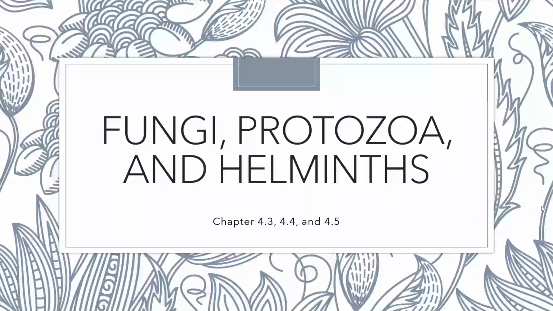Welcome back to microbiology. Today we're going to be covering the second half of chapter 4. Last time, for the first half of chapter 4, we went through all of the organelles and parts of a eukaryotic cell. And now for the second installment, we're going to go through some specific microorganisms that are eukaryotic, including fungi, protozoa, and helminths.